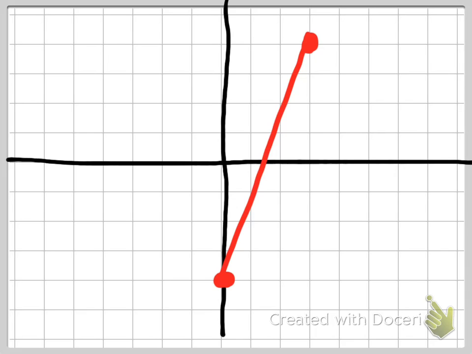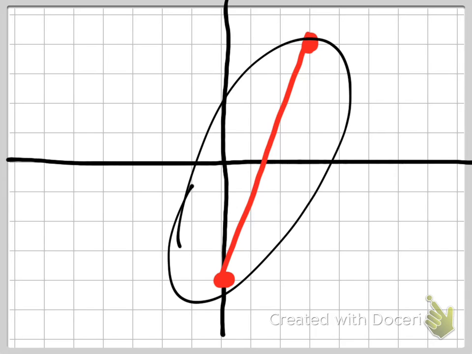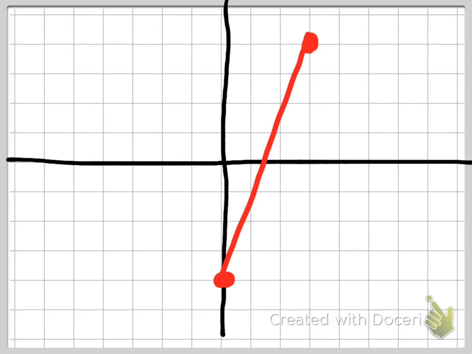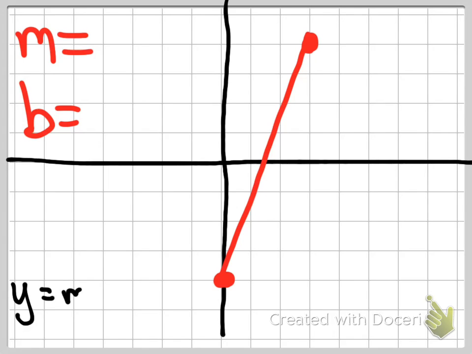So if I were wanting to write an equation based off of this line right here, I would first want to look for what my m is going to equal, and then find what my b is going to equal, because I already know that it's going to be y equals mx plus b. So if I know what m and b are, I can just put y equals blank x plus blank.